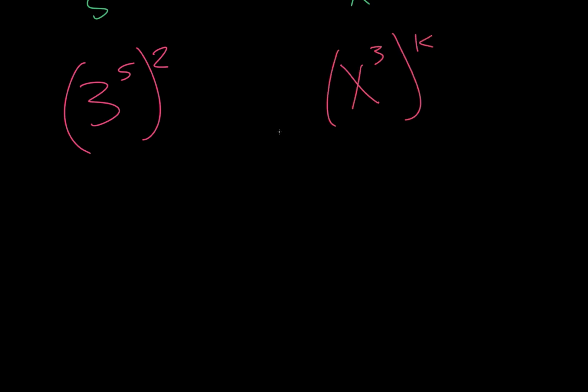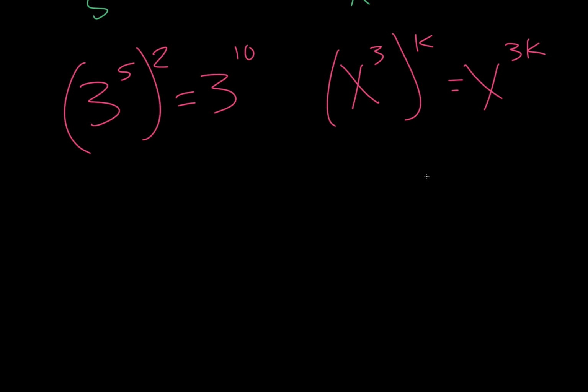Now we're moving on to example 11. So we are going to use the next rule. So when we have a base raised to an exponent and then raised to another exponent, we multiply. And so this one's just going to be 3 to the 10. Same thing here, x to the 3k. 3 times k would just be 3k.